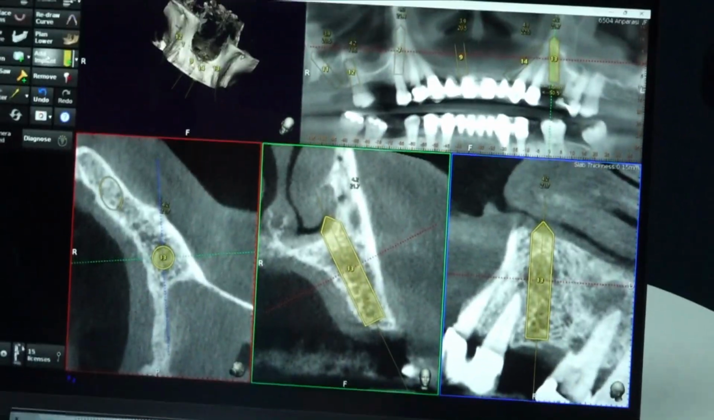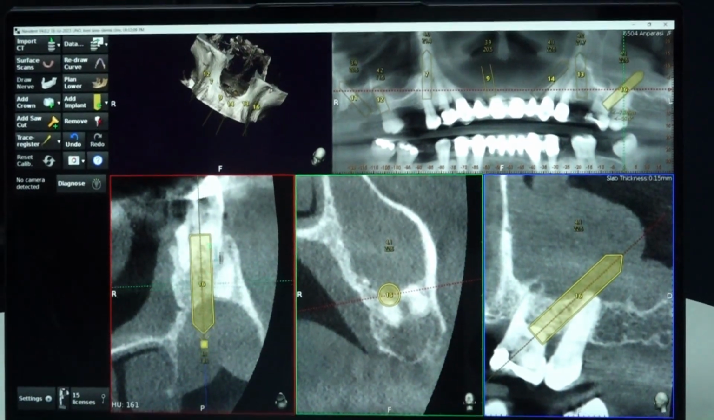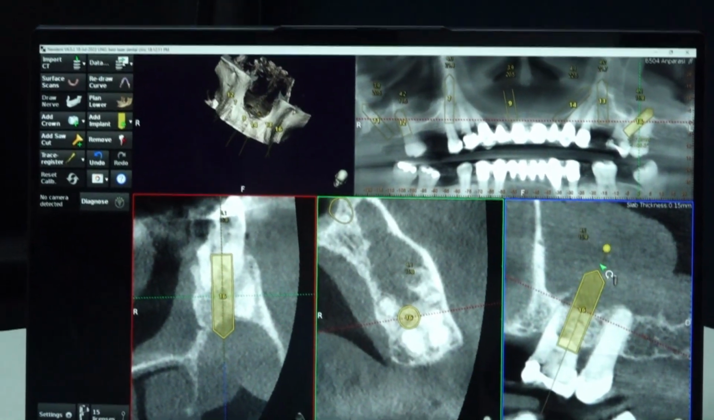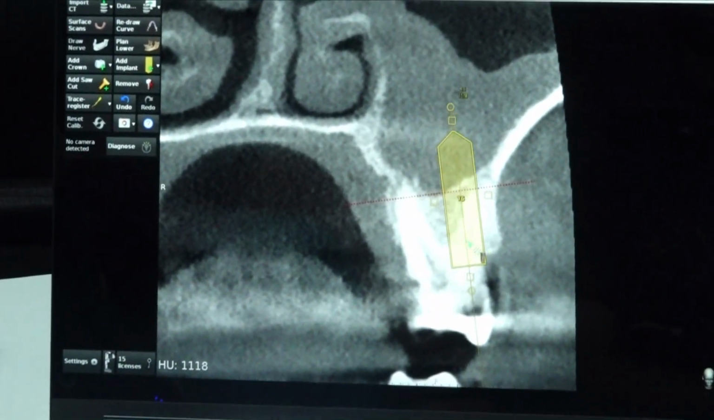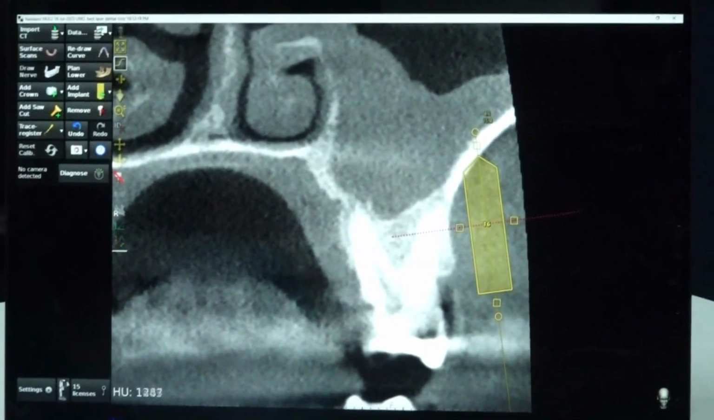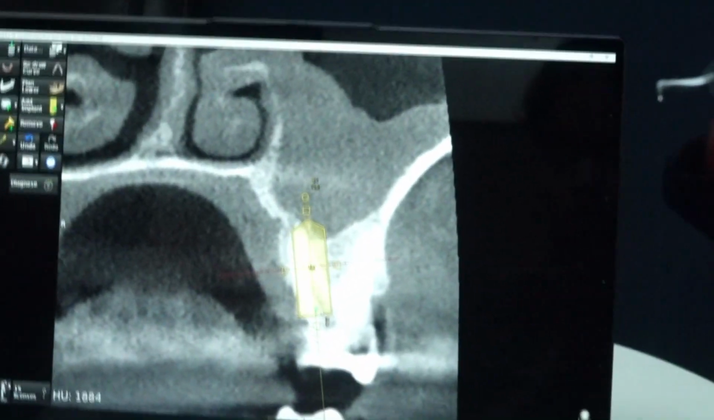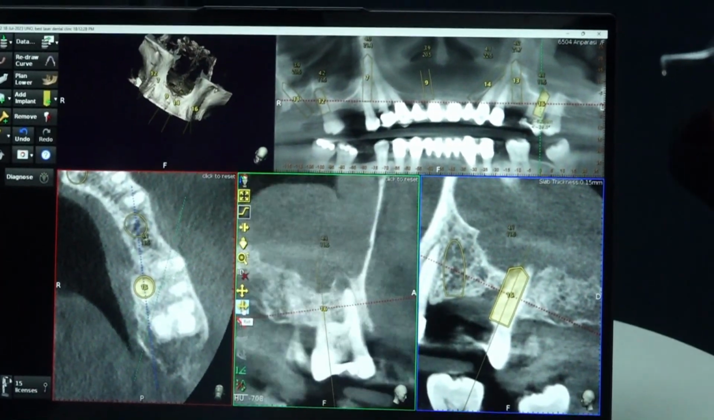Now we will plan for the left molar. We will see how it is. So this is the second molar area probably, right? This is the palatal socket, which is not very good, but you can place a 5.5. Okay, these are all supplementary implants, they are not main implants.